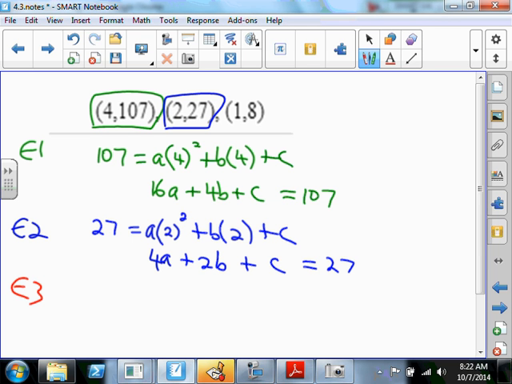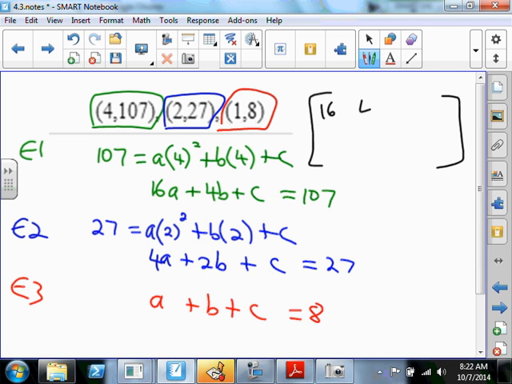So how many A's are we going to have for this third equation? It's going to be 1 squared, so it's going to be A. And then plus B plus C, and that's going to equal 8. So our matrix that we're going to be using is 16, 4, 1, 107, 4, 2, 1, 27, and 1, 1, 1, 8. Everybody cool with that?